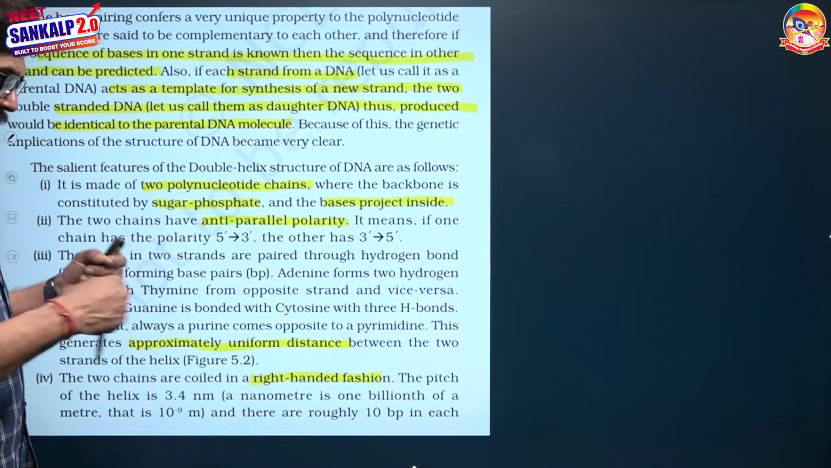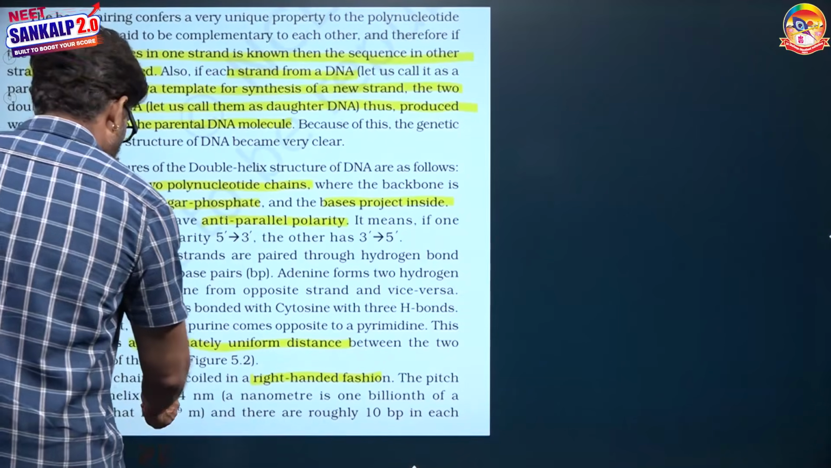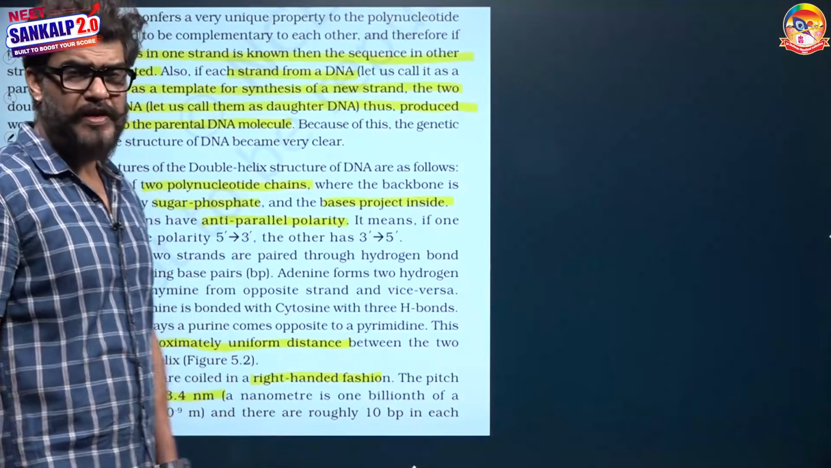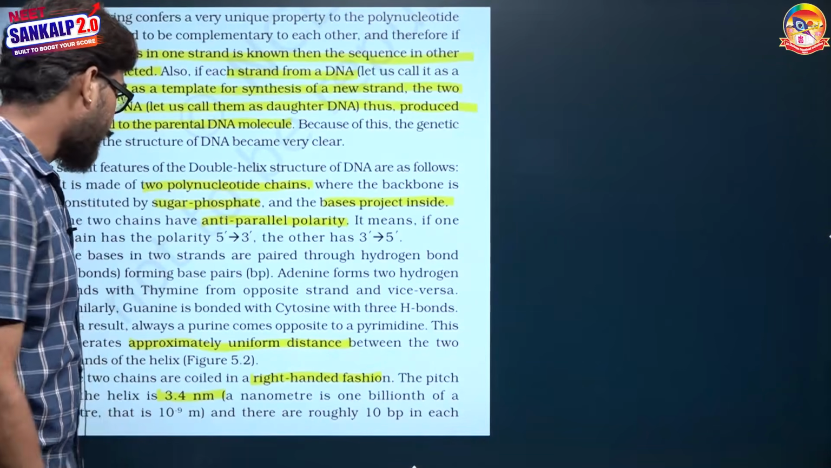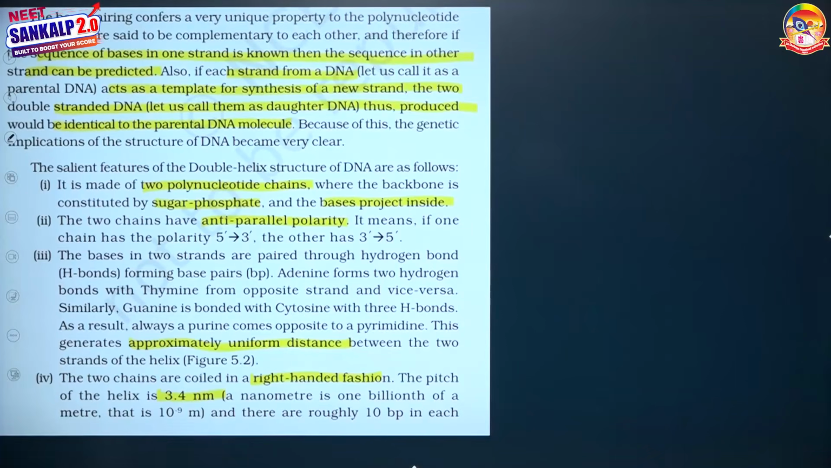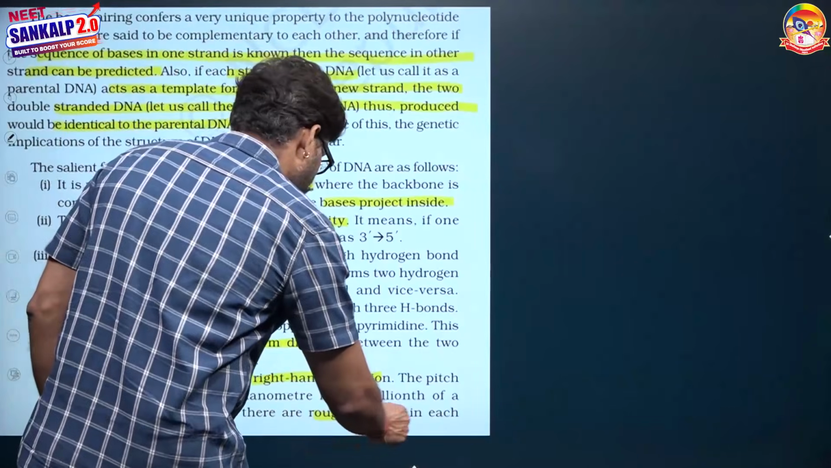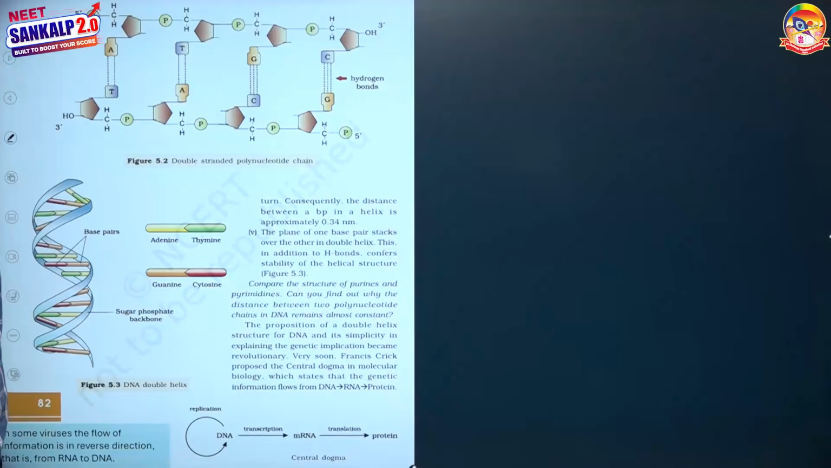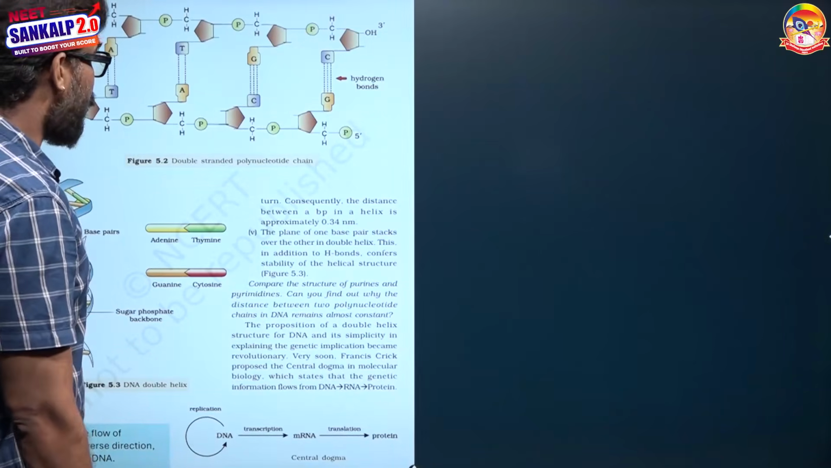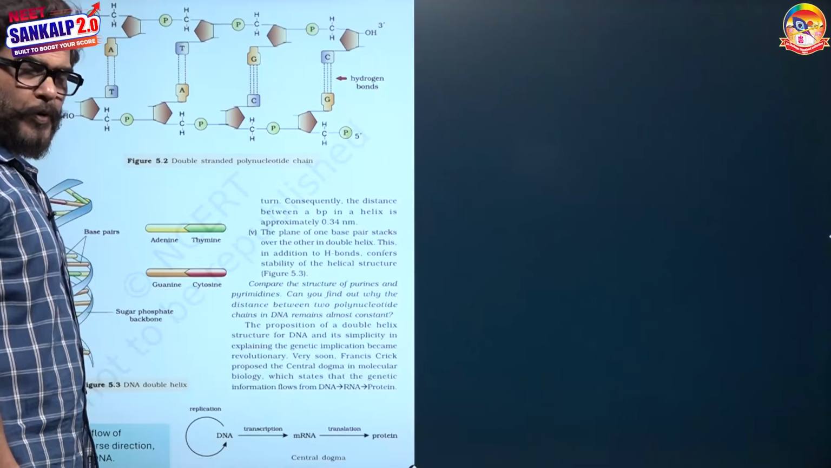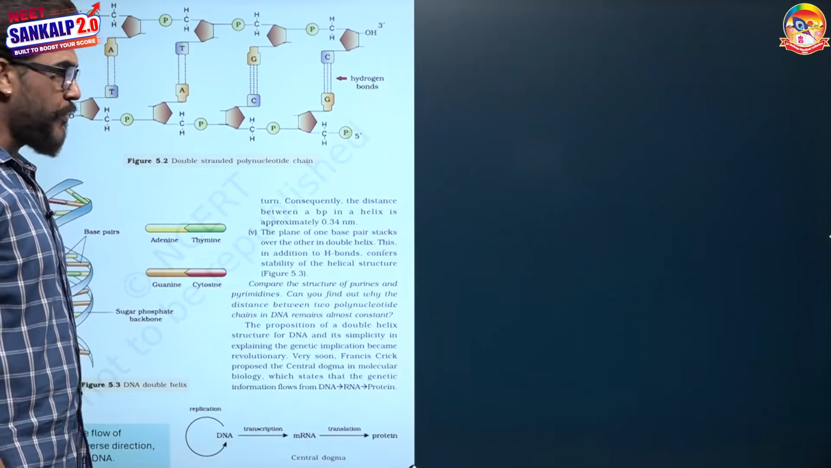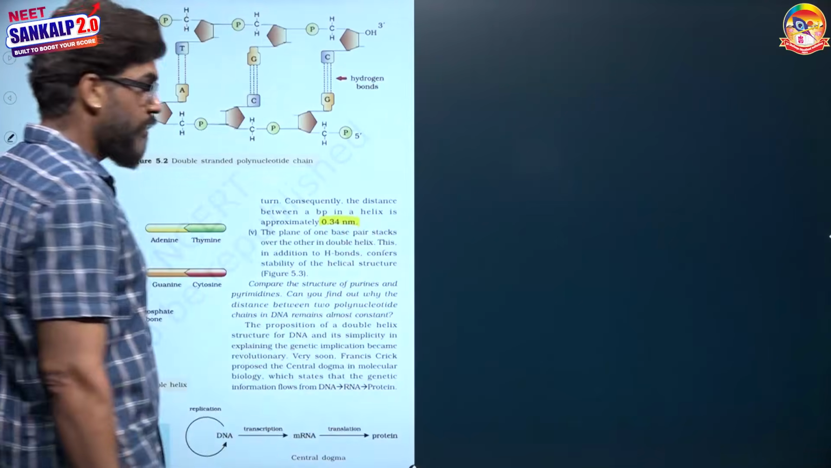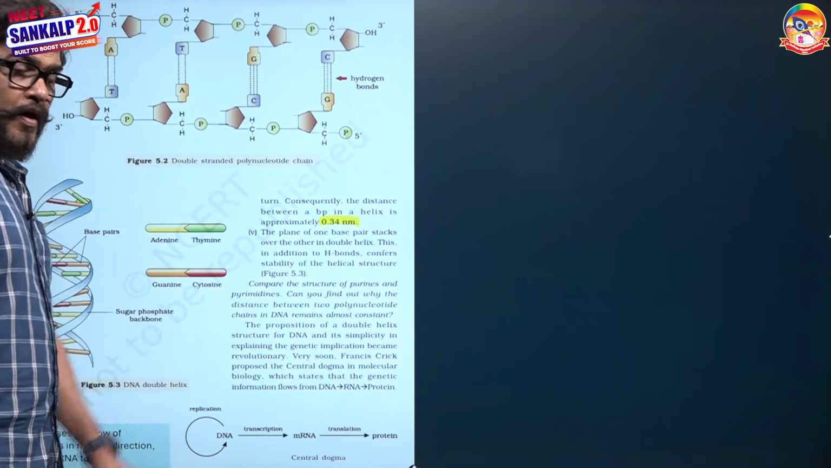The pitch, meaning the length of one complete helix, is 3.4 nanometer. While attempting such questions, be careful whether the unit is given in nanometer or angstrom. In one pitch of the helix, roughly 10 base pairs are present. Consequently, since one helix is 3.4 nanometer, the distance between two base pairs would be 0.34 nanometer, which means 3.4 angstrom. One base pair, then second, third, fourth, fifth, up to the 10th, and a complete circle. Within this one circle there are 10 base pairs.